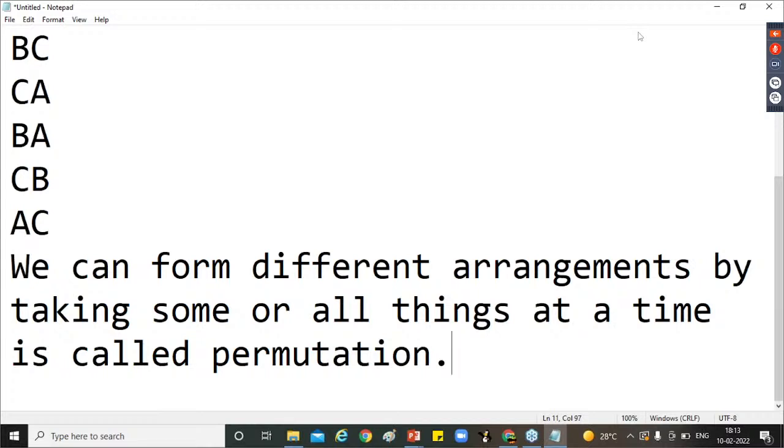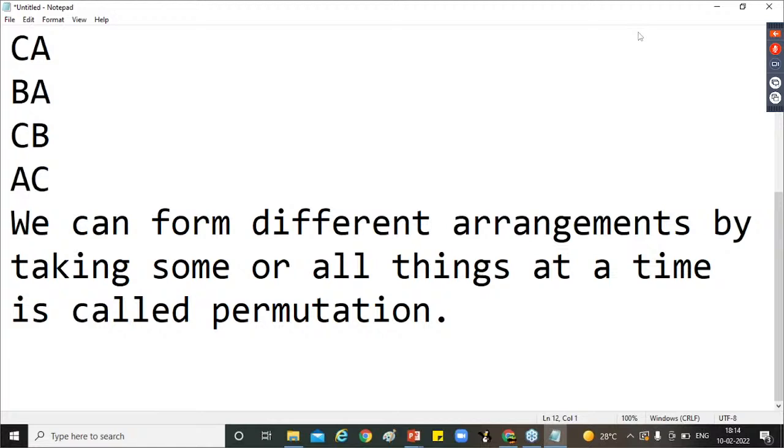Different arrangements can be formed by taking all or some things at a time from the given number of things is called permutation.